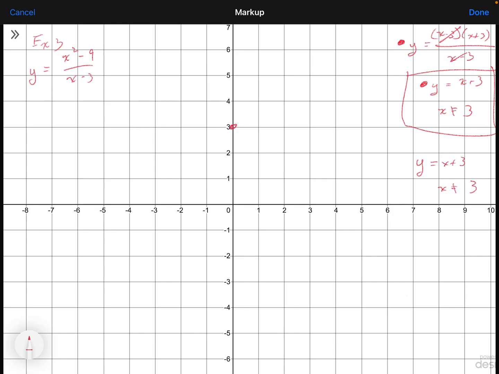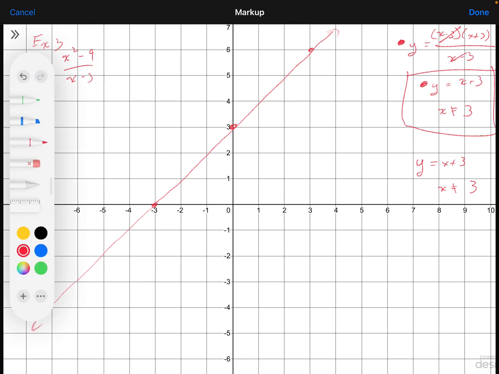I know how to do this. It is a line, isn't it? y is equal to x plus 3, indeed, with a slope of 1. So I make my line. There we are. And you would think I'm done, except now I need to revisit that x can't be equal to 3. So I have to grab my eraser, my pixel eraser.